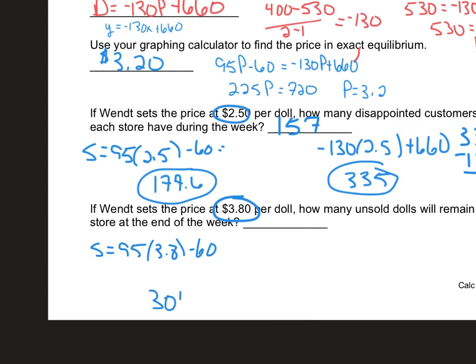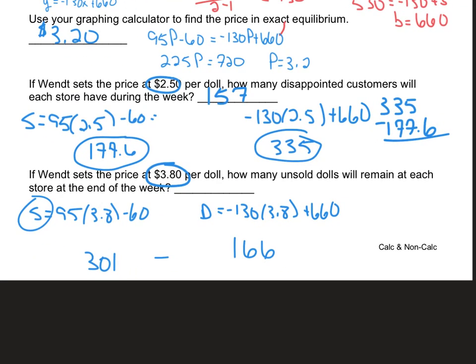I got 301 for that one. So remember, that's how many we have to sell. The demand is going to equal negative 130 times 3.8 plus 660, and this is the demand. Only 166 people want one. If I subtract those numbers, I find out that I have 135 unsold dolls sitting in my inventory.